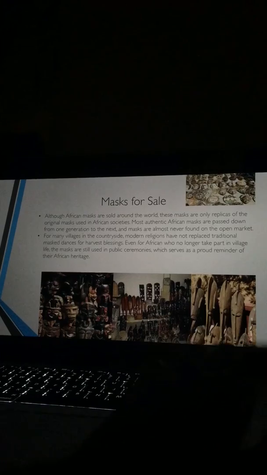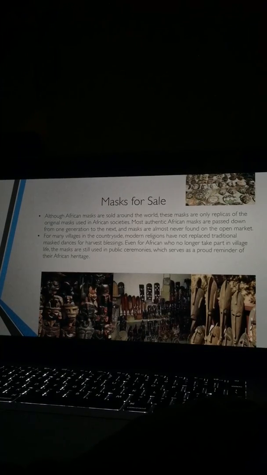And here, all around the slide, you can see replicas of African masks. And here we go, the video.